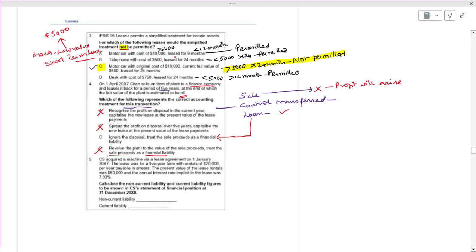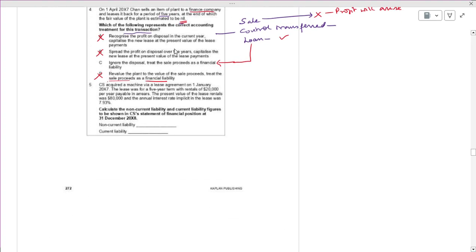You are pledging your asset and taking the amount, and any time you are dealing with a finance company, more or less it is going to be a loan arrangement. Loan. Okay, it is going to be a loan arrangement. Fine. Next, please, can you do this?